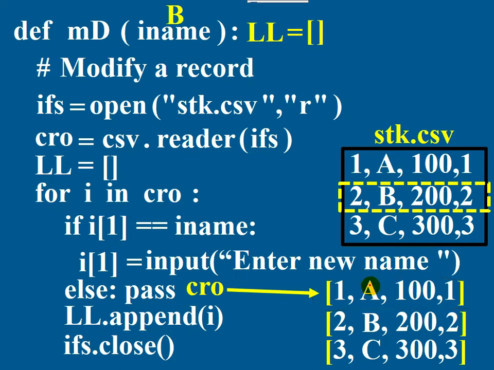It is a list. So now I points to the first element of the CSV reader object. What is I of 1? This is I of 0. This is I of 1, and so on. So now I of 1 is A.